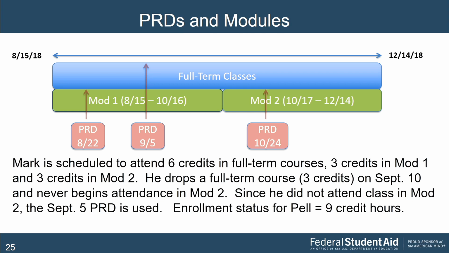Next, we have Mark. He's scheduled to attend 6 credit hours for the full term. So he's got 2 courses for the full term, 3 credits in Module 1 and 3 credits in Module 2. He drops the full-term course credits on September 10th and never begins attendance in Module 2. So since he did not begin attendance in Module 2, September 5th is going to be the Pell recalculation date we use. So his enrollment status for Pell will be 9 credit hours.